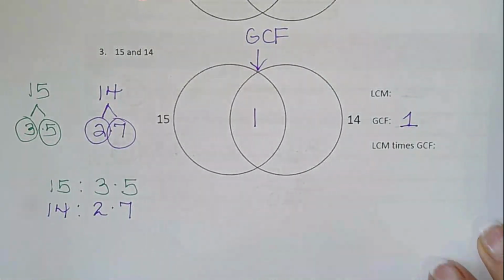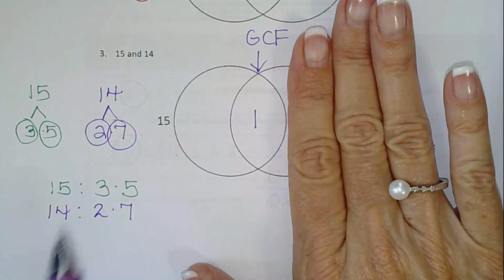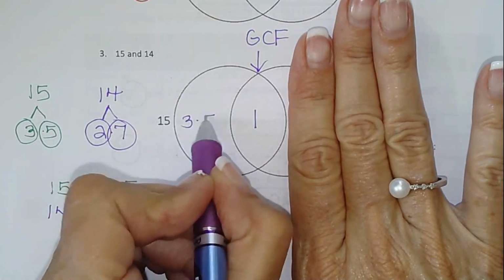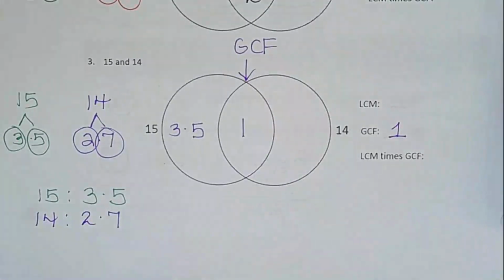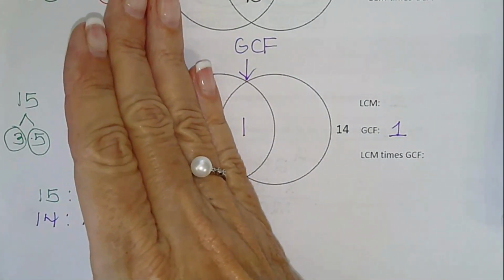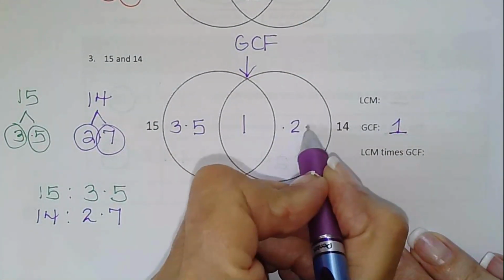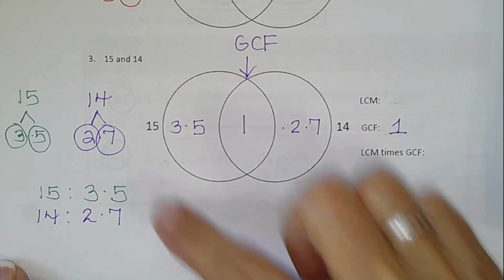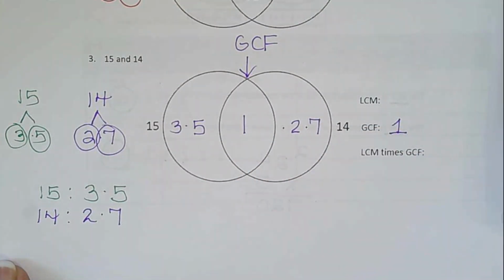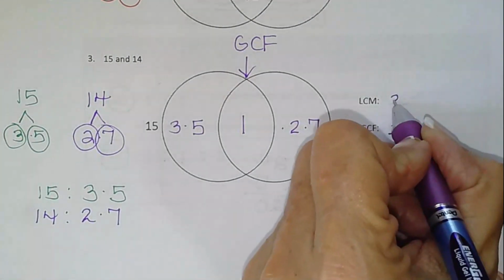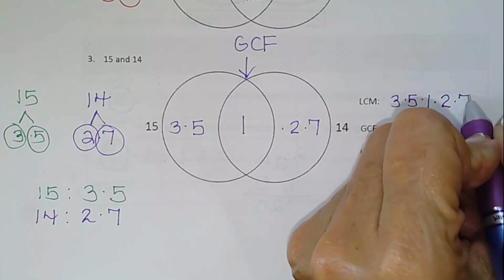The LCM, so we have to write what's missing. So from the 15 side, what's missing? The 3 and the 5. And 3 times 5 times 1 is 15. And what's missing from the 14 side? The 2 and the 7. Because 1 times 2 times 7 is 14. So I have to go all the way across to get my LCM. So 3 times 5 times 1 times 2 times 7.